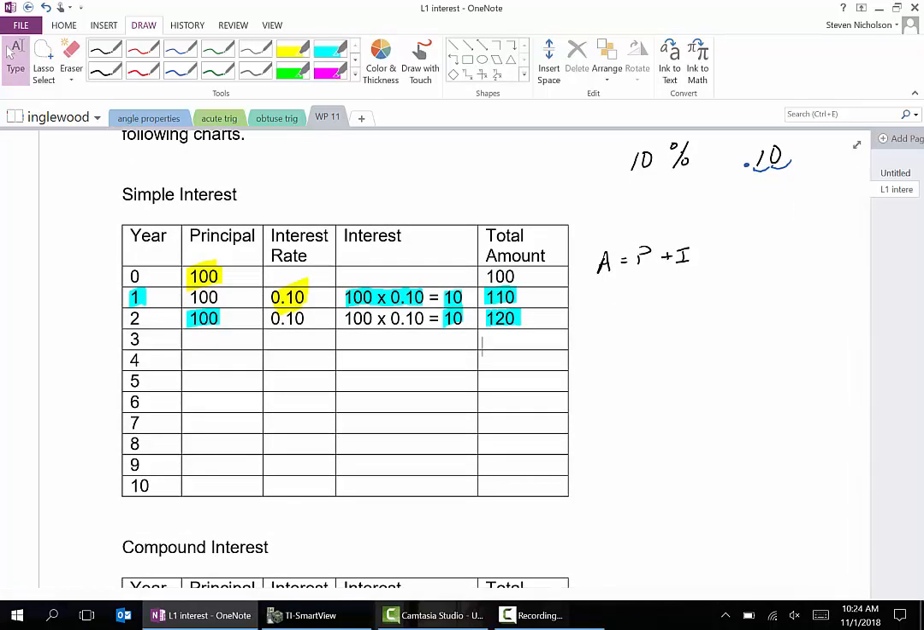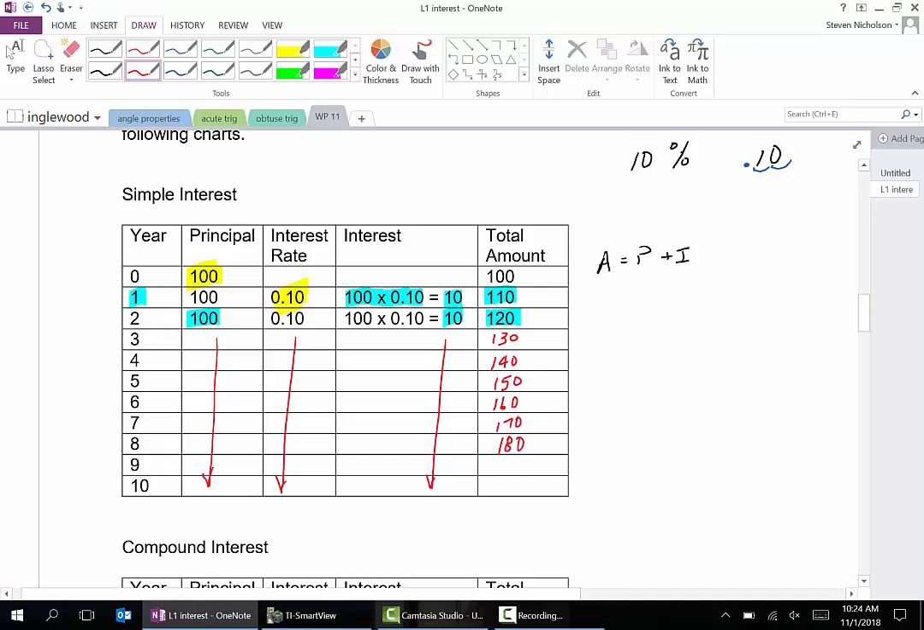So I'm going to fill in the table because it's boring. Our principal is always going to be 100. We're always going to have an interest rate of 10%, and we're always going to make $10 a year. And when you put all those numbers in, then here's the money. So if you put $100 away for 4 years, you'd have 140 for 5 years, etc.